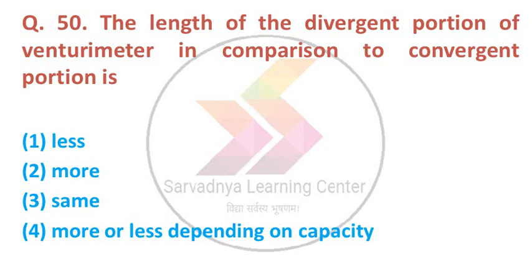Next question. The length of divergent portion of venturimeter in comparison to convergent portion is option 1 less, 2 more, 3 same, 4 more or less depending on the capacity. The option number 2 is correct, more.